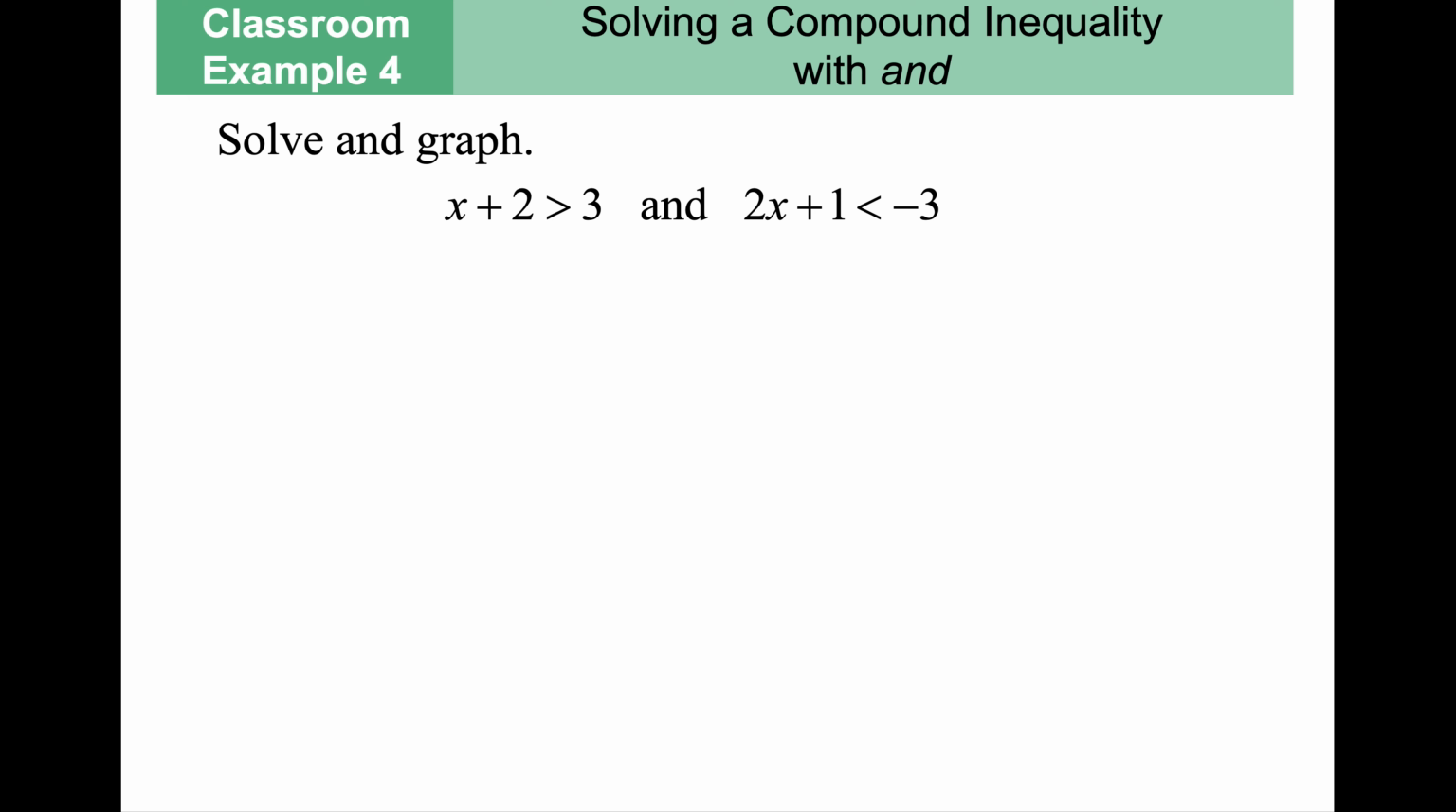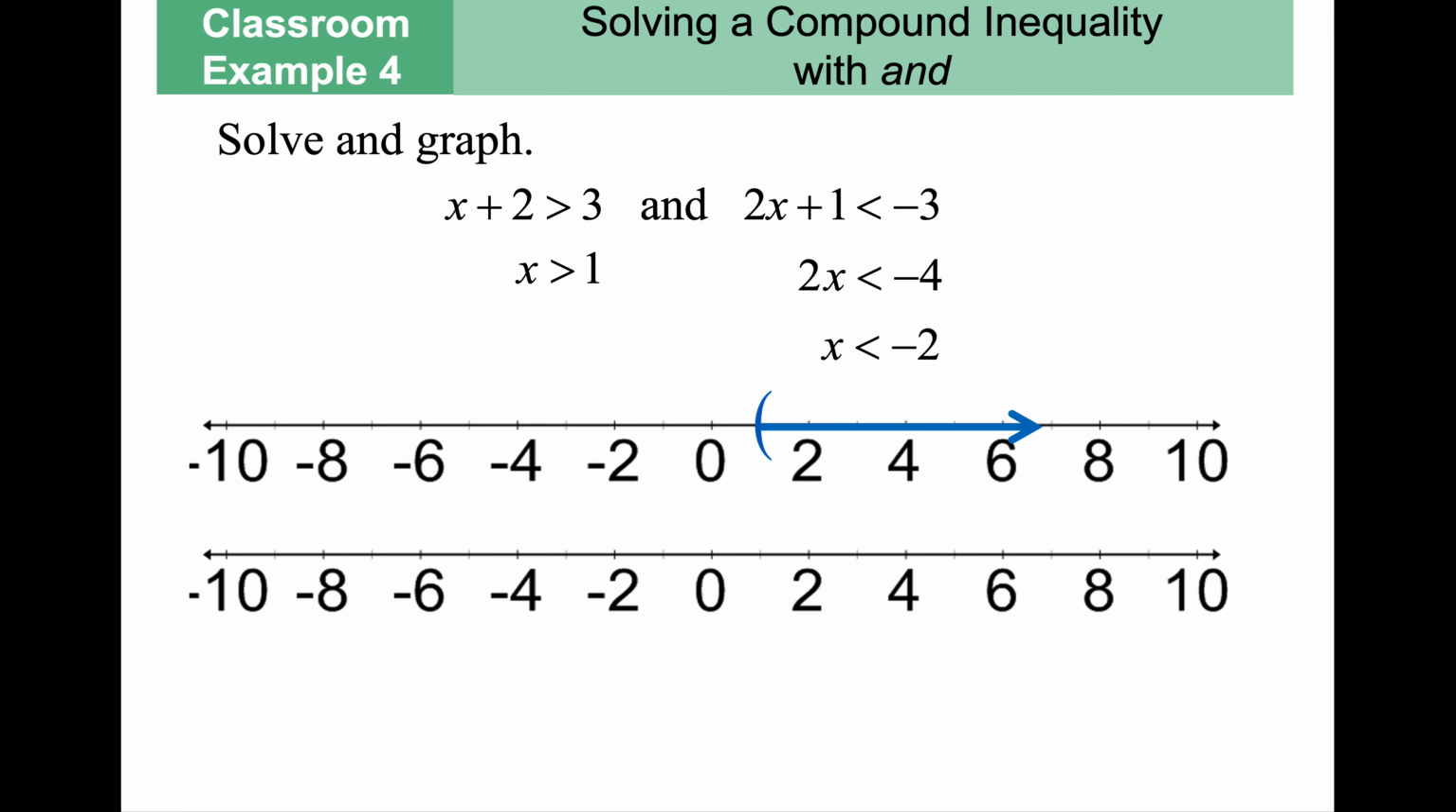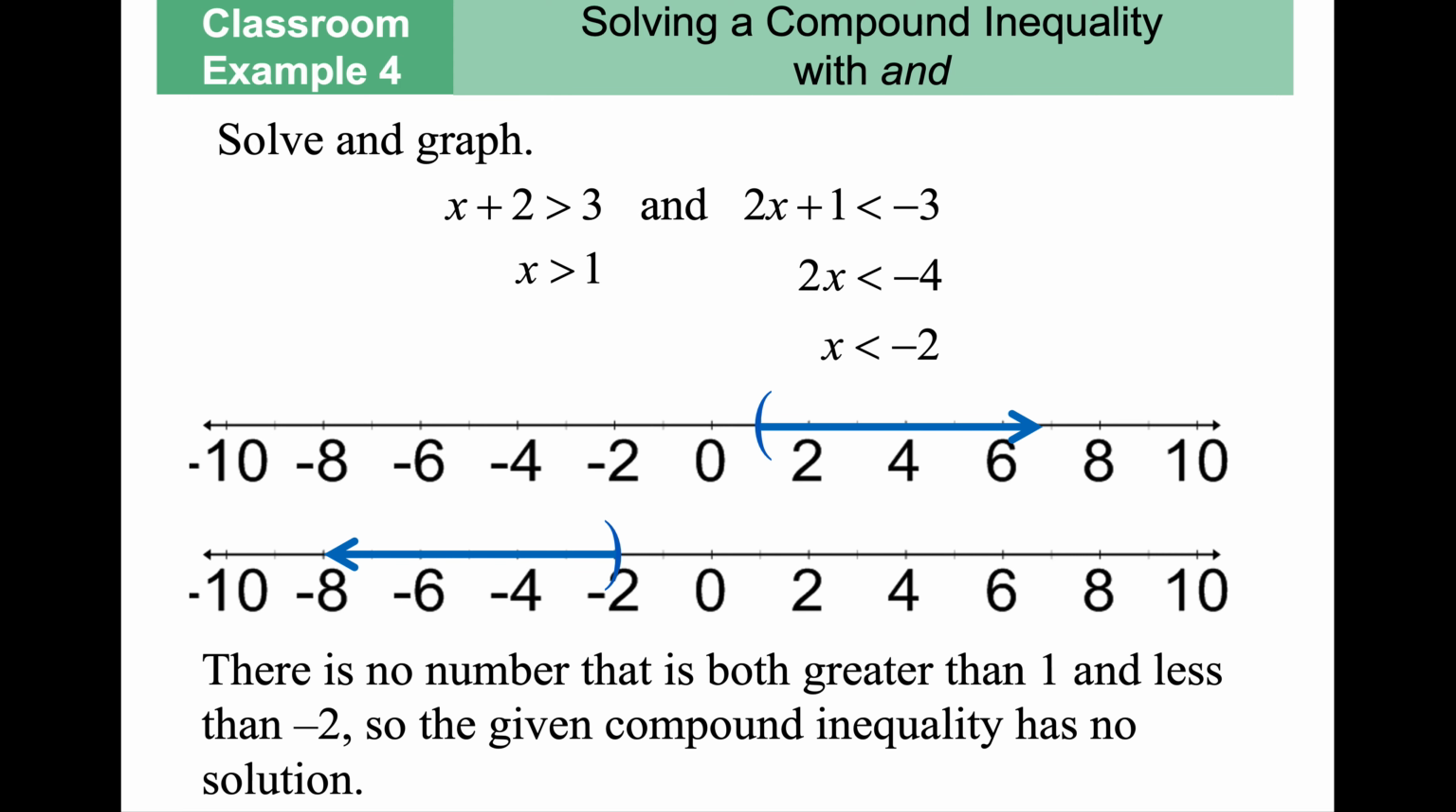Here's another example. I would subtract 2 from both sides on the left. I would subtract 1 from both sides on the right. Then I would divide by 2. So now I have my two solution sets. I'm going to graph those two solution sets and figure out where they overlap.